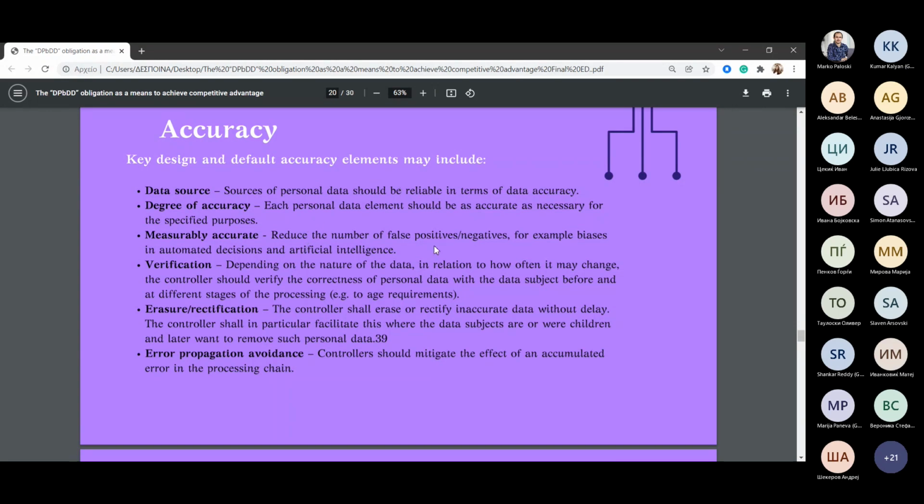Reduce the number of false positives and false negatives, for example, biases in automated decisions and artificial intelligence. Depending on the nature of the data and how often it may change, the controller should verify the correctness of the personal data with the data subject before and at different stages of the processing. The controller shall erase or rectify inaccurate data without delay, and shall in particular facilitate this where the data subjects are children or later want to remove their personal data. Controllers should mitigate the effect of accumulated error in the processing chain.